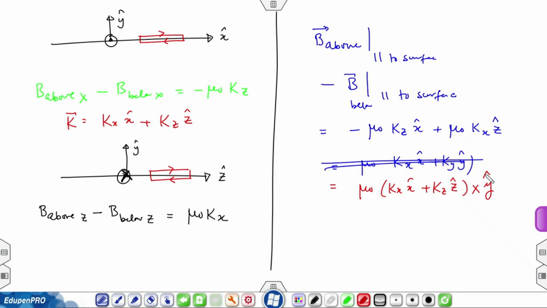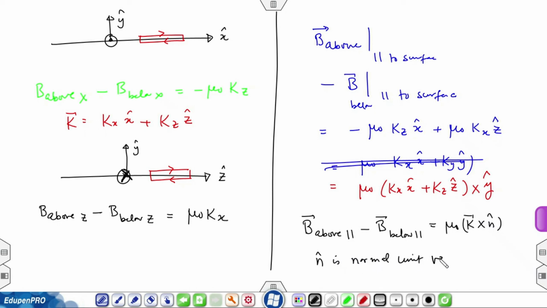Y is normal to the surface, and therefore, I can combine everything and write that B above parallel minus B below parallel is equal to mu 0 surface current cross n, where n is the normal unit vector going from obviously below to above on the surface. So, we derived the second condition also.